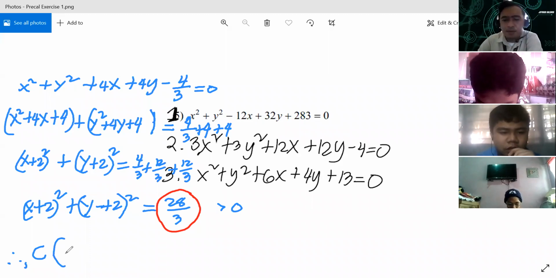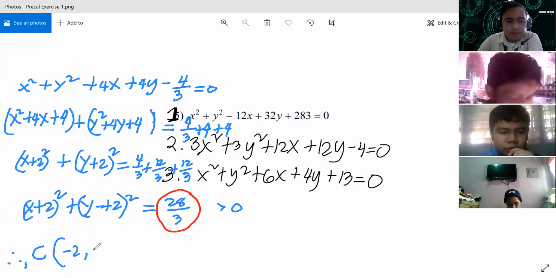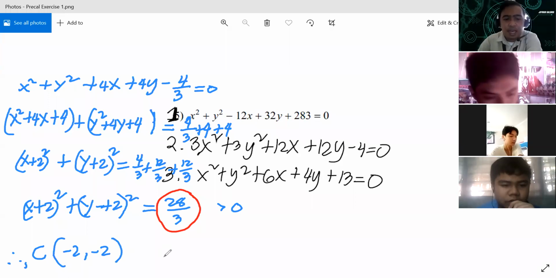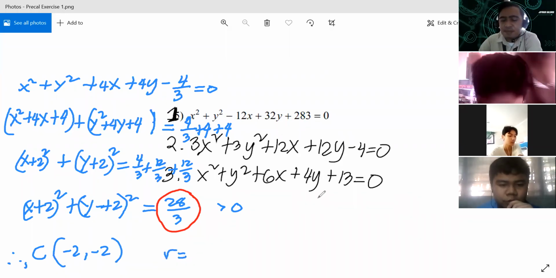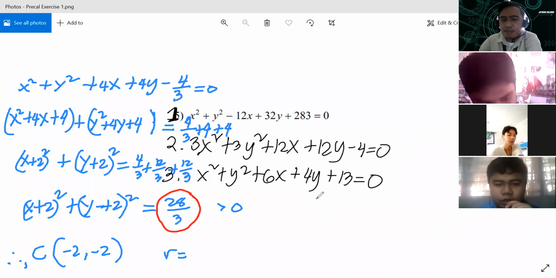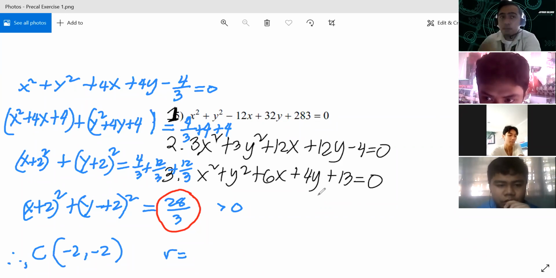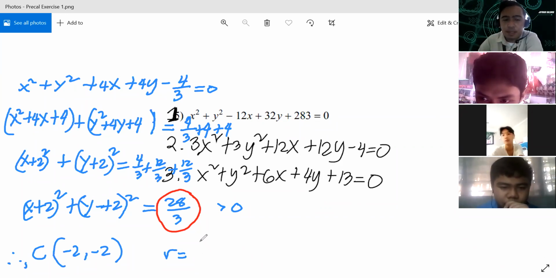What is the center? Negative 2, negative 2, sir. Very good. And the radius is? 2 square root of 21 over 3, sir. Square root of 21 over 3? Or 2 square root of 7? Square root of 28 over 3.